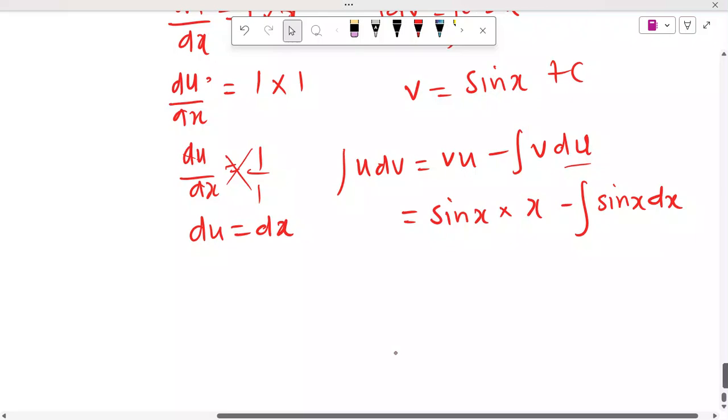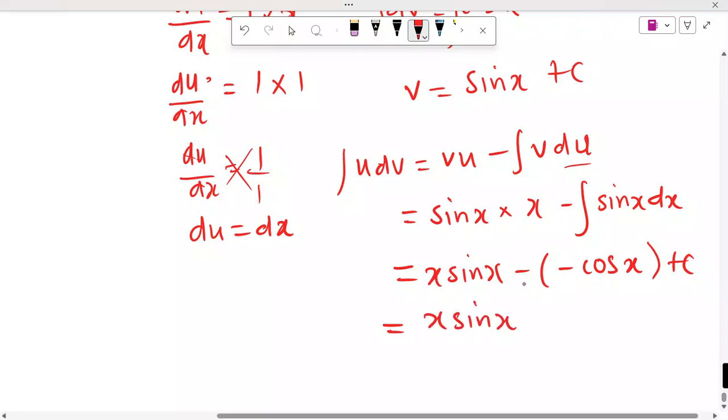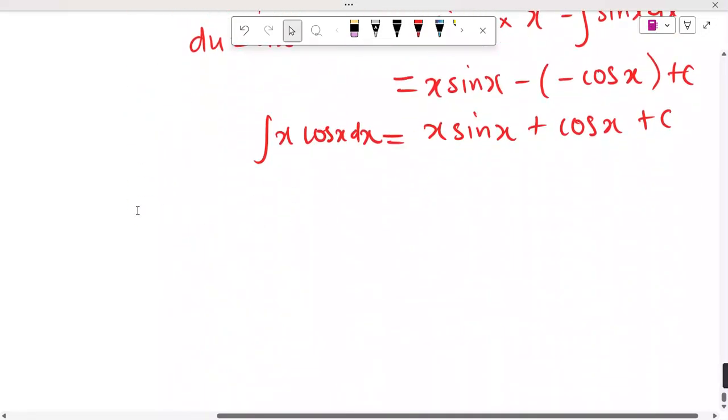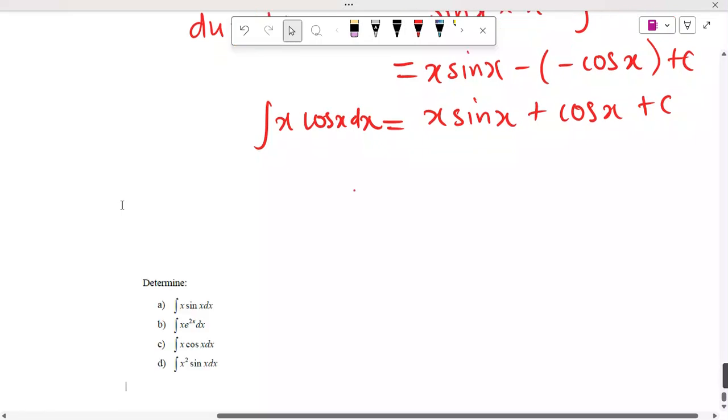So we have here, equal to x sine x minus the integral of sine x, which is negative cos x plus c. So this is x sine x, and negative multiplied by negative gives positive cos x plus c. So the integral of x cos x dx is equal to this. Very simple and straightforward.